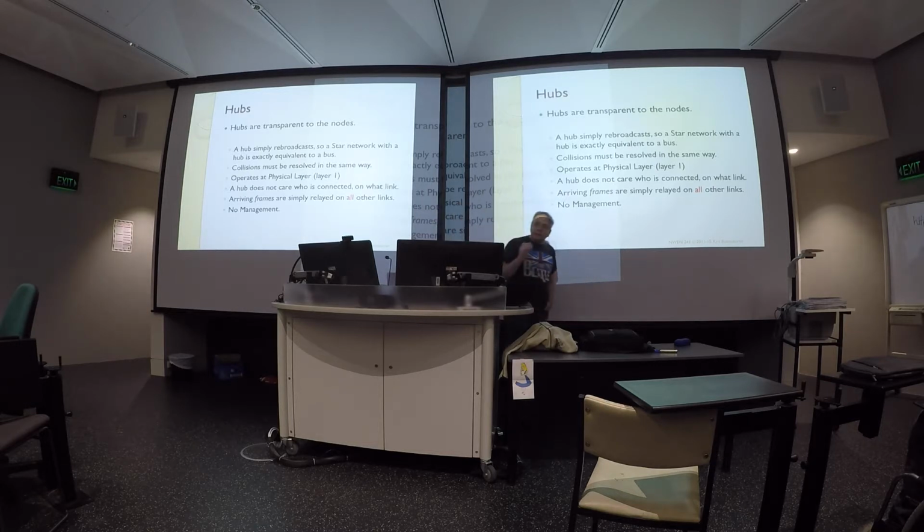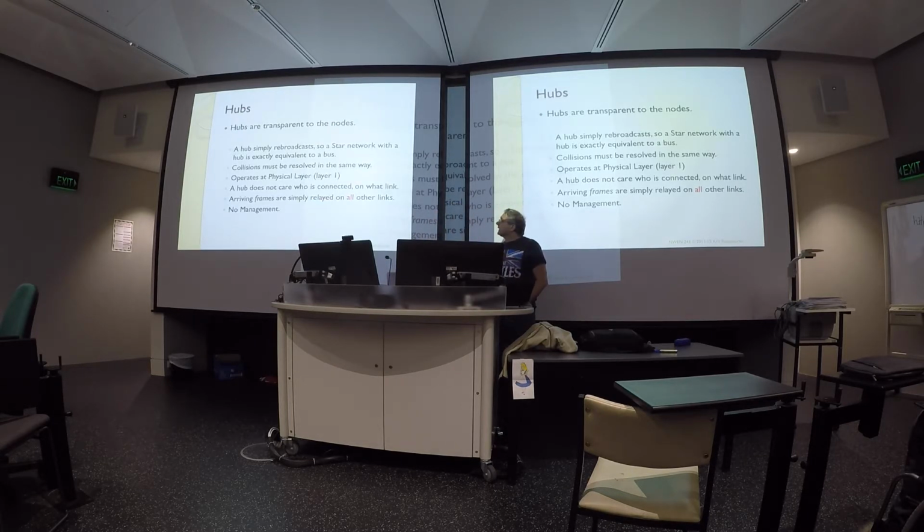I said this, but I really want to stress this: a hub acts at the physical layer 1. It does stuff. It amplifies the signal, it cleans it up, but it doesn't do stuff that appears to the network. It simply rebroadcasts, and so it's exactly equivalent to a bus. You still get collisions, and collisions have to be resolved in the same way, so you have to do carrier sense multiple access with collision detection, because it's done in exactly the same way. It's just acting like a piece of wire.